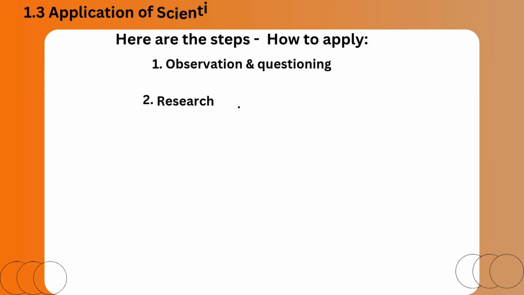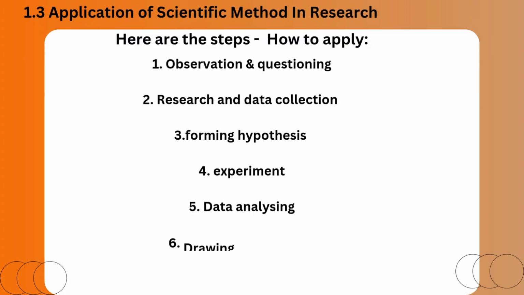Alright, next subpoint, application of scientific method in research. This is about how we will apply the scientific method for doing a research we want to do. So this includes 7 steps. So in short, it's the steps of the scientific method we are applying for doing a research. So let's see each with an example.